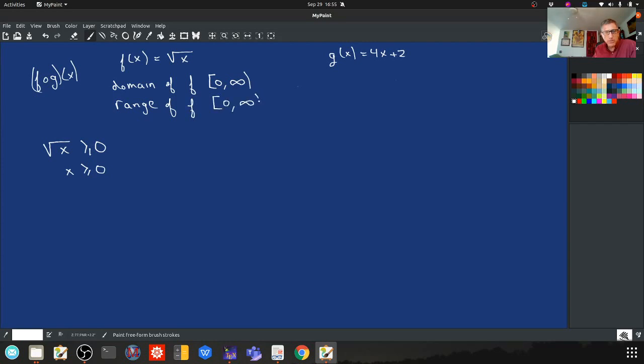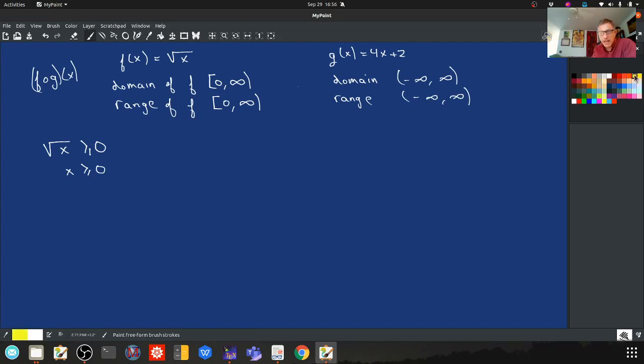We're going to use both of this information. We have to ask the same question over here. Sometimes we don't have to answer all of these questions, but the question asks us to find the domain of f composed of g and the domain of g composed of f. So g is just a linear function with slope 4 and y-intercept 2. So the domain is minus infinity to infinity, and the range is also minus infinity to infinity.